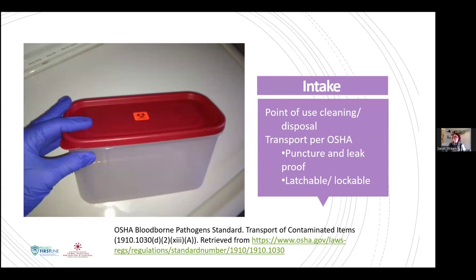it's more than just taking your instruments from the operatory into the sterilization area. You want to make sure that you're having our point of use cleaning done in the operatory and our point of use disposal. So if you have instruments that have gross bioburden on them, they should be cleaned at point of use using a damp gauze or a damp paper towel. Also should be disposing of all of our sharps in the operatory at point of use. Never transport sharps. When we're ready to transport our instruments, they should be transported in an OSHA approved container, and that should be puncture and leak proof and latchable or lockable.